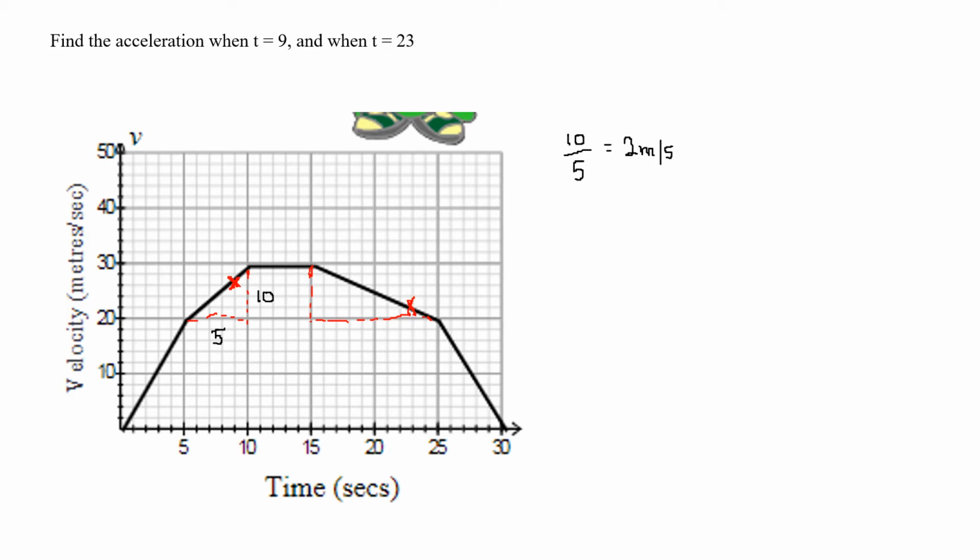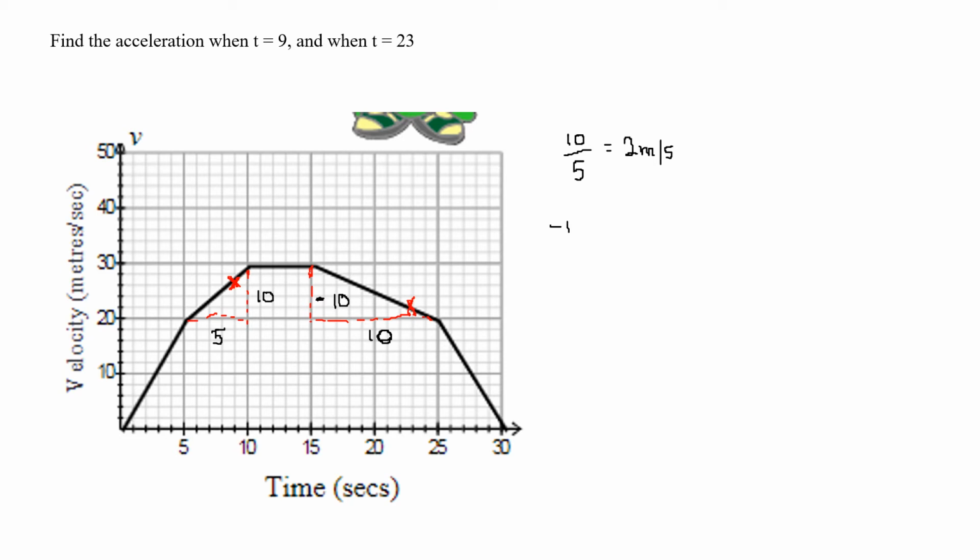So what's my change in velocity? Well, I'm going from 30 meters per second to 20 meters per second. So my change in velocity is minus 10 meters per second. And my change in time, well, I'm starting at 15 seconds and I'm going to 25 seconds. So that's going to give me 10 seconds. And they're asking for an acceleration.